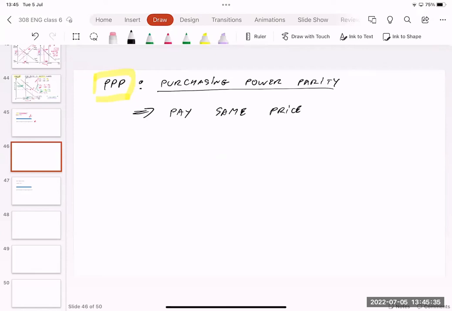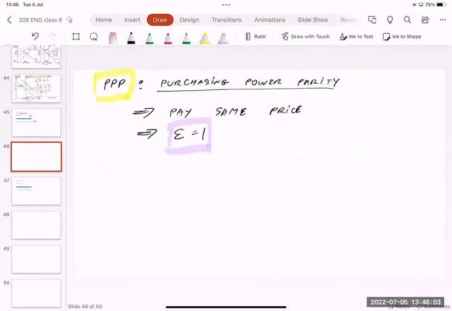The same product in different countries should have the same price. Everyone around the world should pay the same price. If the price is no different, it means that the real exchange rate should always be equal to 1. When the domestic price and the foreign price are the same, the real exchange rate should always be equal to 1. So the idea is very simple.